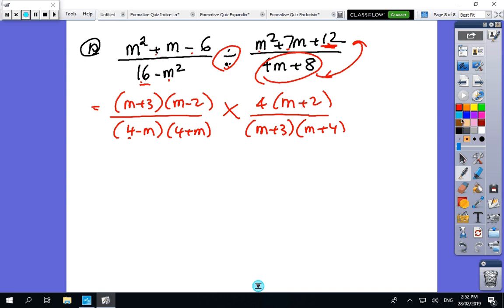So once it's factorised, now comes the best part, can we cancel? Yeah, n plus 3, n plus 3, is that it? God, that was useless, wasn't it? Can't cancel anything else. That's it, I can't see anything else that can cancel. There's no n minus 2s, no n plus 2s, so that's it. So it's 4 bracket n plus 2 over 4 minus n, 4 plus n, and n plus 4.